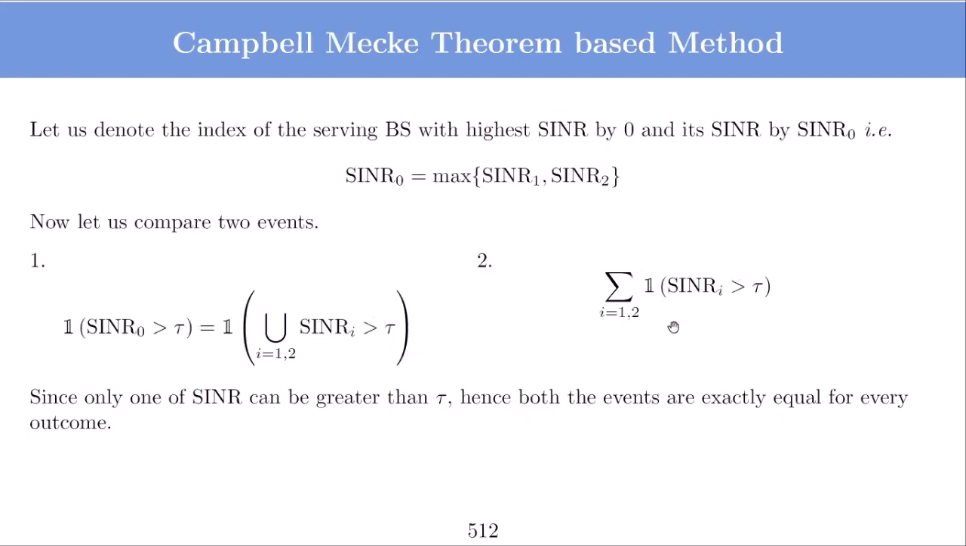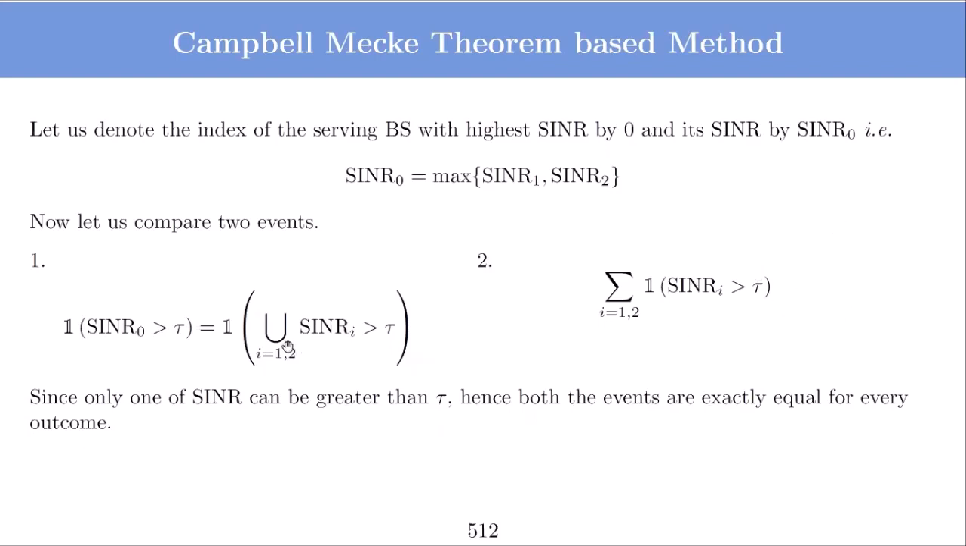And in this right hand event, I'm adding two SINR indicators, and since only one SINR can be more than tau, right? So if SINR 1 is more than tau, then the first indicator will be 1 and the second indicator would be 0. Summation would be 1. If SINR 2 is more than tau, then the second indicator is 1, but the first indicator is 0, the summation is 1. Right? And if both SINRs are less than tau, then the indicator would be 0. So this also takes value 0 and 1: 0 when none of them is more than tau, and 1 when either one of them is more than tau.